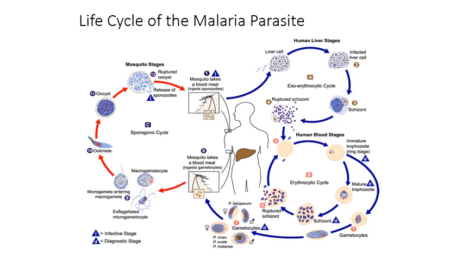Every time the schizonts rupture, there's marked systemic inflammation. So we get our fever, chills, headache, nausea, vomiting, and so on. Also, the trophozoites could take another path in which they become gametocytes, male and female gametocytes. Prior to this, every form of reproduction that the Plasmodium undergoes is what? Asexual reproduction. Alright? Good.